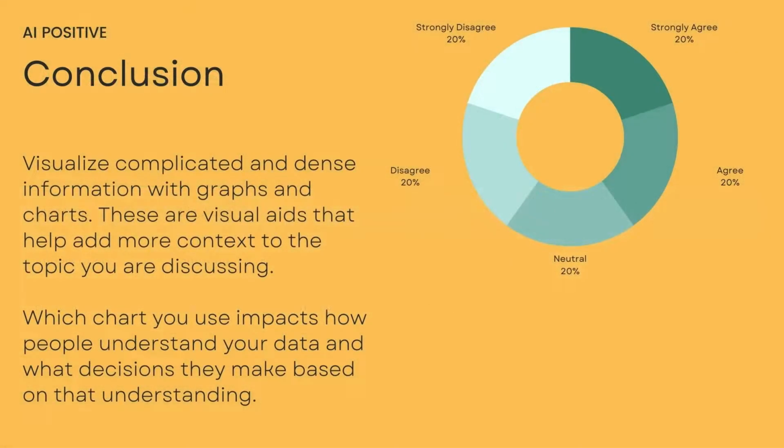Conclusion. Which chart you use impacts how people understand your data and what decisions they make based on that understanding. Happily, you now have some great tools in your pocket to help guide your choices. Choosing the right chart is one part of the bigger story of communicating with data, but the colors you choose and the way you construct a dashboard also matter.